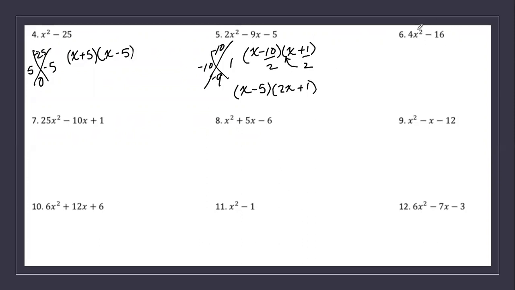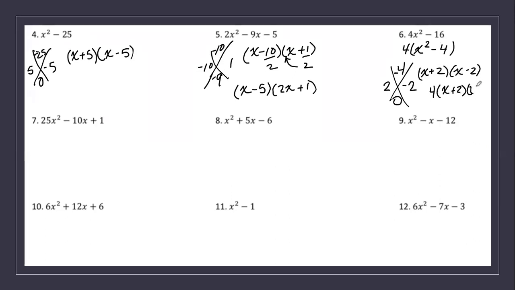The last one I see I do have a greatest common factor of 4. So I'm going to factor out a 4 from each term. And now I'm going to finish factoring. I have 4 is my a times c and 0 is my b. 2 minus 2 is 0. 2 times negative 2 is negative 4. And here I have a difference of squares as well, but I also need to make sure I keep my greatest common factor in there. Okay, number 7 through 12, you guys go ahead and work those on your own.